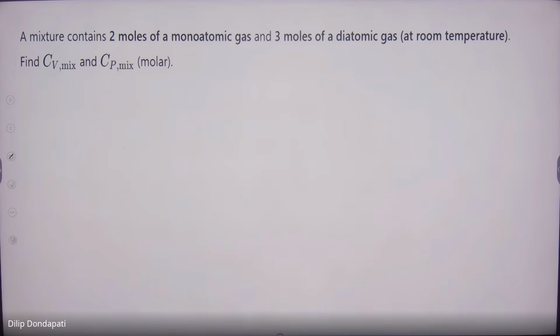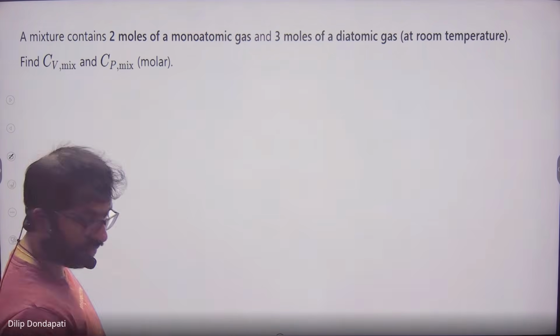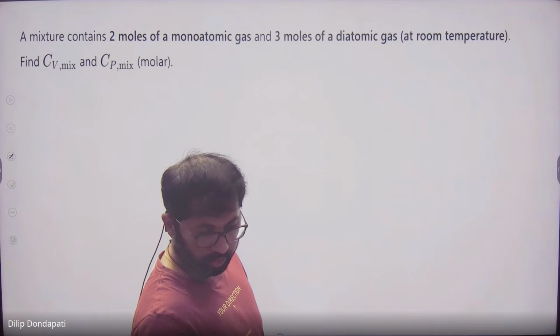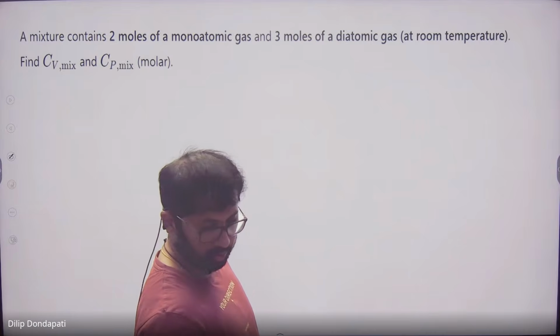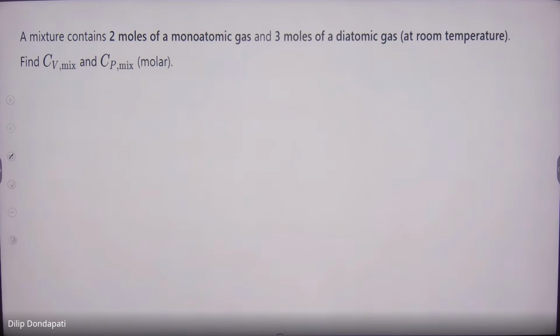A mixture contains 2 moles of monatomic gas and 3 moles of diatomic gas. Two different gases are in one container. He is asking how much the CV mixture and CP mixture are. It is capital C, so he is talking about molar values. So calculate CV1 and CV2 separately, then substitute in the formula. You know the moles. Similarly, find CP1 and CP2 separately. CV can be used, since CP minus CV equals R.